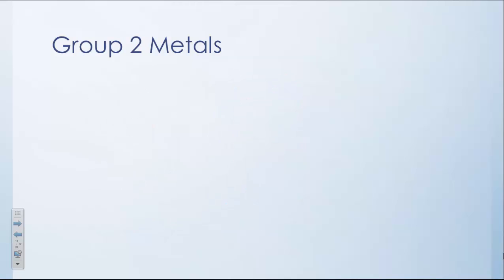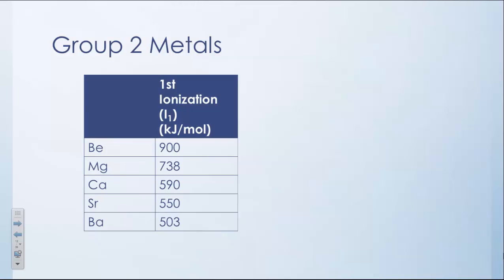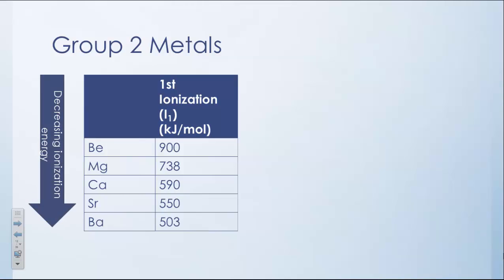Let's look now at our group 2 metals. What's going on with the group 2 metals? Well, we see that we remove an electron from beryllium, magnesium, calcium, and I've listed those ionization energies in the table. And it turns out that we observe the same trend. So 900 kilojoules to remove an electron from beryllium, and the trend is that the ionization energy decreases as we move down.